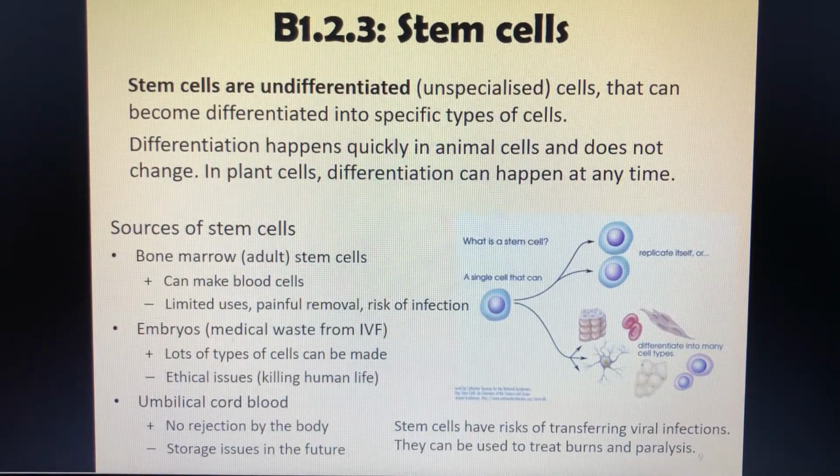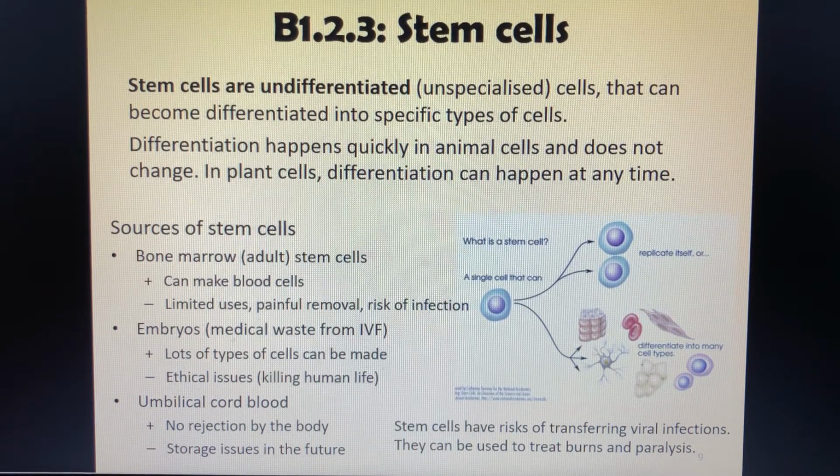Then we started talking about stem cells, and we said that stem cells are undifferentiated, so we're looking for cells that have not become specialised yet. And then that means that we can specialise them into whatever we need to. Okay, they can be used to treat burns and paralysis, and we can get them from three main different sources. First of all, adult stem cells, which are from the bone marrow, usually in the arm. And the good thing about these is that we can make blood cells. We still don't have enough people donating blood, so to get some cells this way that we can turn into blood cells is really useful.